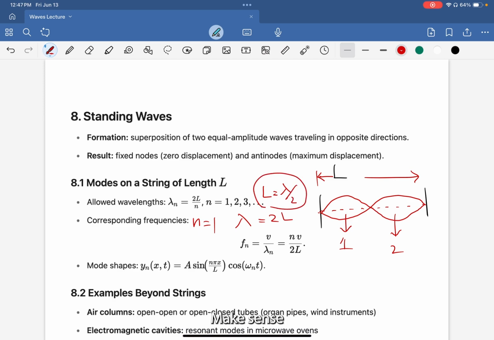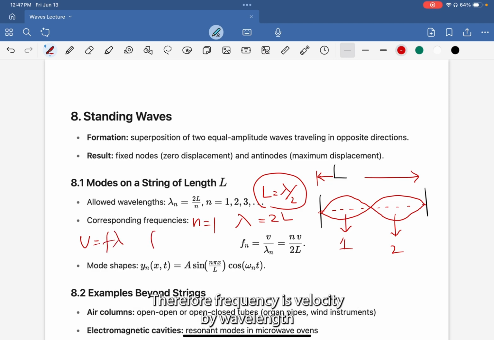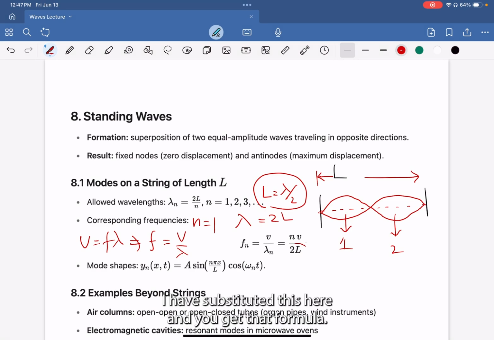Make sense? Okay. And then frequency is always velocity by wavelength, because we know this. Therefore, frequency is velocity by wavelength, and wavelength being 2 times the length. So I have substituted this here, and you get that formula.